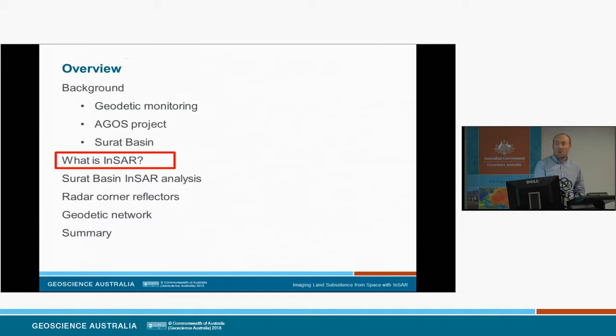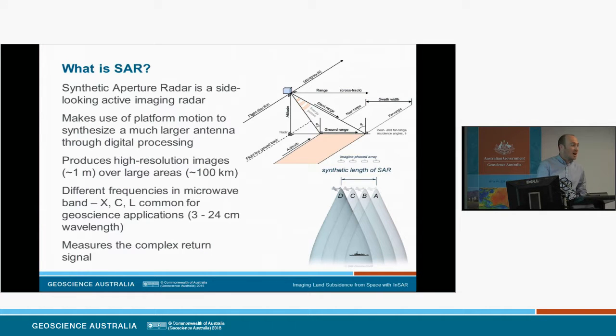Before I can tell you about InSAR though, I need to tell you about what is SAR. SAR stands for Synthetic Aperture Radar, and it's a side-looking active imaging radar that is mounted on travelling platforms such as orbiting satellites or aircraft. So if this is our platform, which is travelling in this direction, the radar shines a beam of radar energy down to the ground with a slanted path, and it images the ground of a certain swath width, typically up to about 100 kilometres in width.